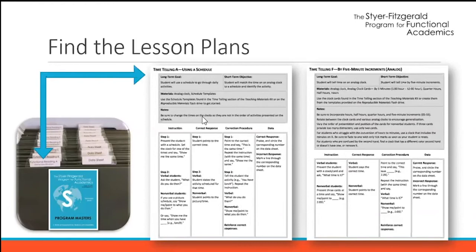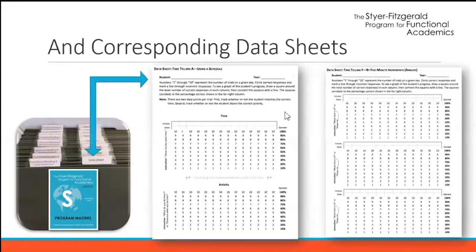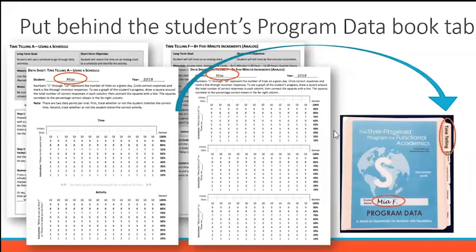So yeah, we're going to use time telling A using a schedule, and time telling F is our other lesson plan we're going to use, telling time by 5-minute increments. And in this one, it notes analog clock, right? So we're going to pull those two lesson plans and their corresponding data sheets. And we're going to put them in their program data books, behind the tab for time telling.